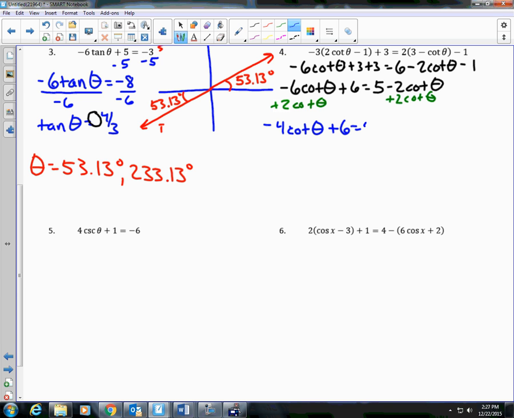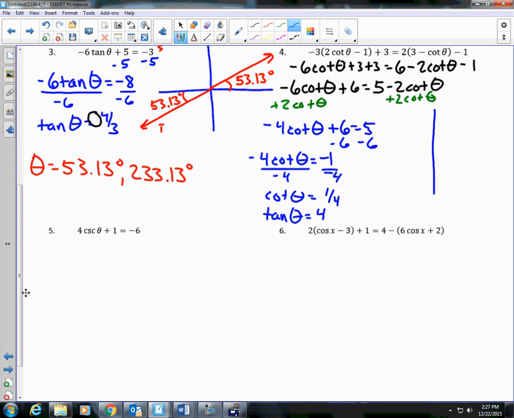I'm going to subtract the 6. -4 cotangent of theta is equal to -1. Divide by -4, cotangent of theta is equal to 1 over 4. Oh no! I don't have a cotangent button on my calculator. What should I do? Change it to tangent. Tangent is equal to 4.